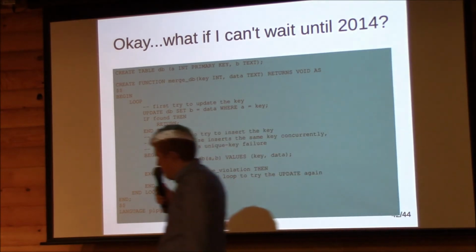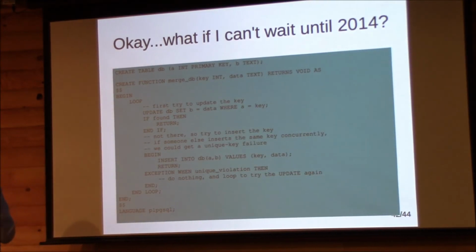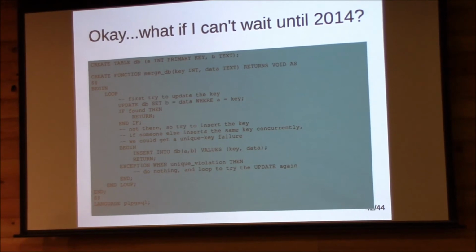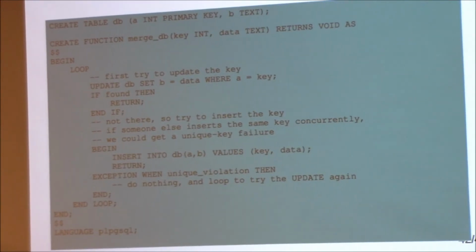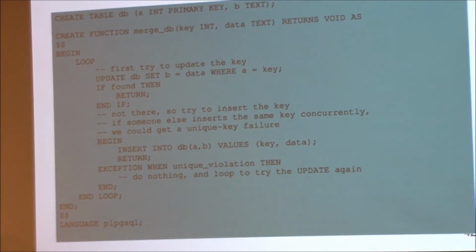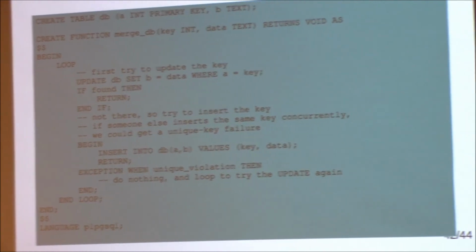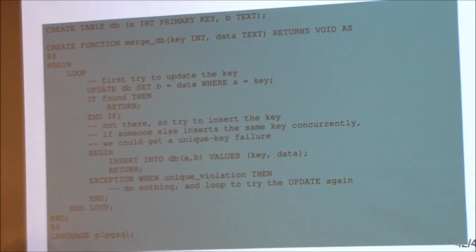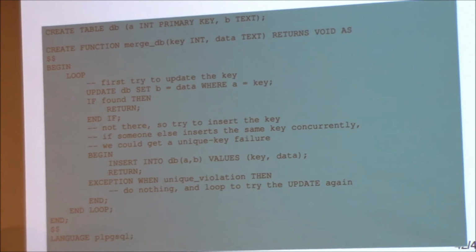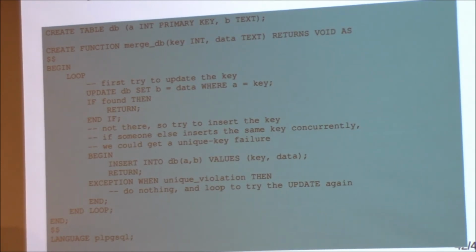So, what if I can't wait till 2014? This is the actual example lifted directly from the documentation. Can people read that okay? Okay, I'll describe it anyway. This is a PL/pgSQL function that you can call from SQL, so you can do a SELECT, merge_db, calling the function. But you don't necessarily have to use a function stored in the database to do this. The example just happens to do that, so that's what I'm using.